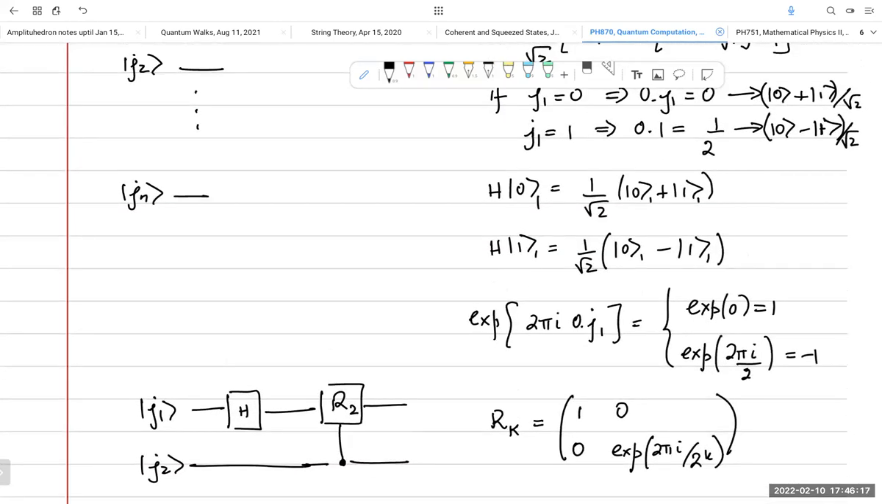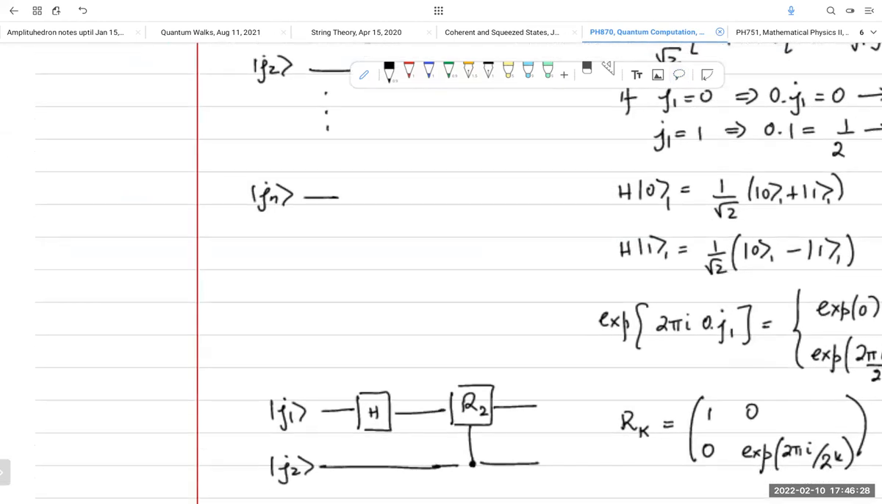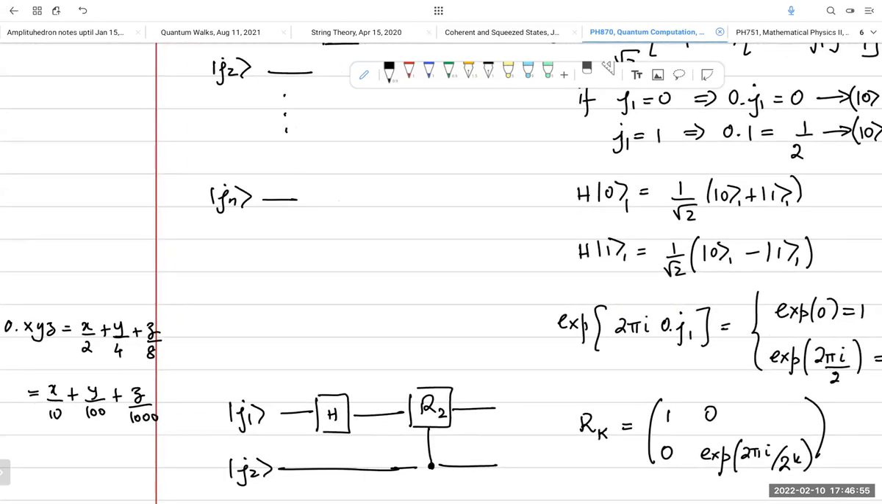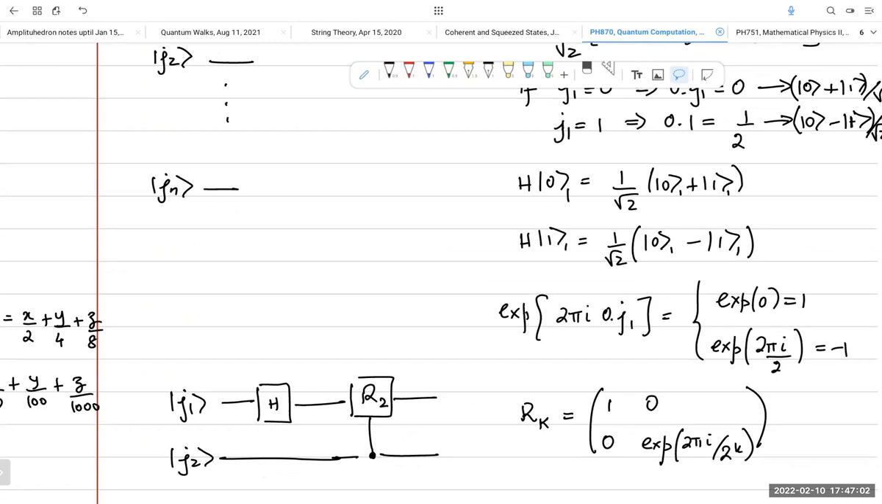Going back here, maybe you guys are getting confused. Remember, what is 0 point anything? If I have 0.xyz, this is x by 2, y by 4, plus z by 8, in binary. And in decimal, it would be x by 10, y by 100, z by 1000. So that's all I'm doing here. When I'm writing 0.j1, what is it? It is j1 by 2. When j1 is 0, it is 0. When j1 is equal to 1, I get 1 by 2.